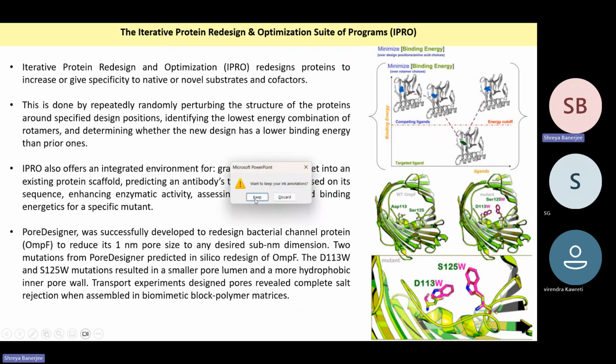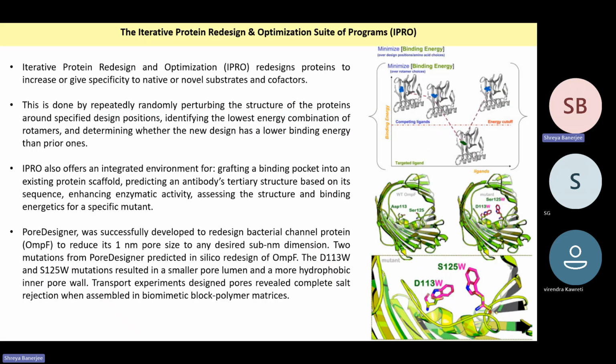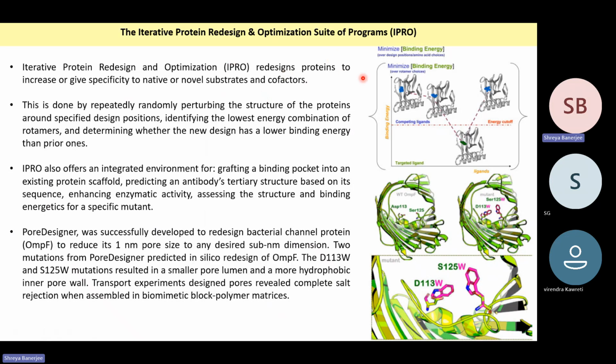There is a set of programs called the Iterative Protein Redesign and Optimization Suite of Programs, or IPRO. Iterative Protein Redesign and Optimization Program. It redesigns proteins to increase or give specificity to native or novel substrates or cofactors. This is done by repeatedly randomly perturbing the structure of proteins around specified design positions to identify the lowest energy combination of rotamers and determining whether the new design has a lower binding energy than prior ones.